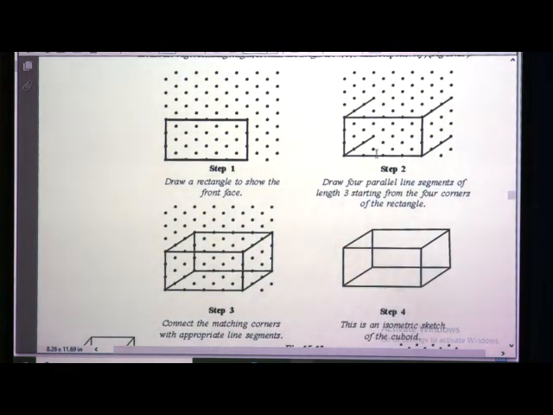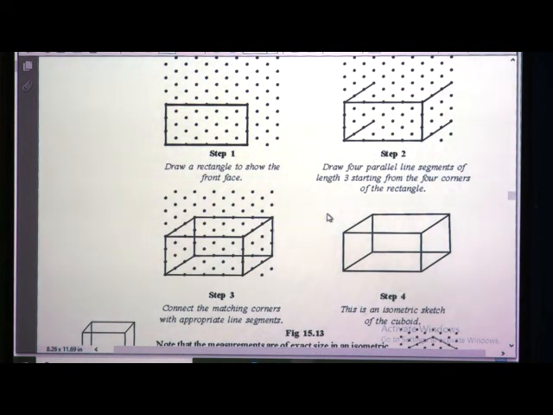Now join all the matching corners, just connect all the matching corners, and that will appropriately complete all the line segments and the corners. So, you will find this type of shape. Now we have drawn it on the dotted paper. After doing the practice you can draw with the same measures and find this isometric sketch of a cuboid. This is an isometric sketch of the cuboid.